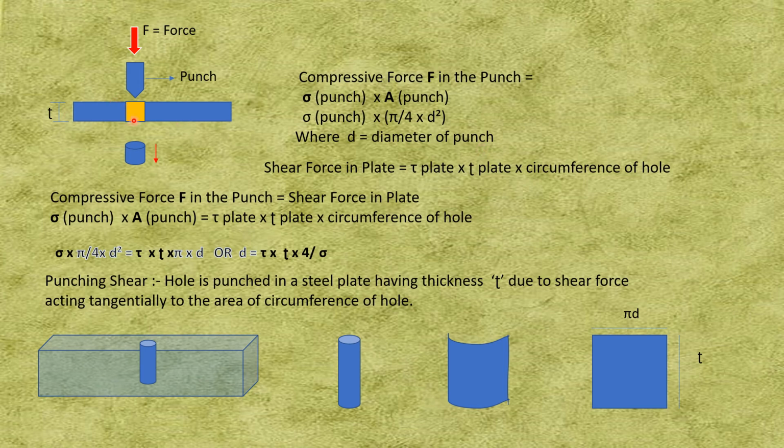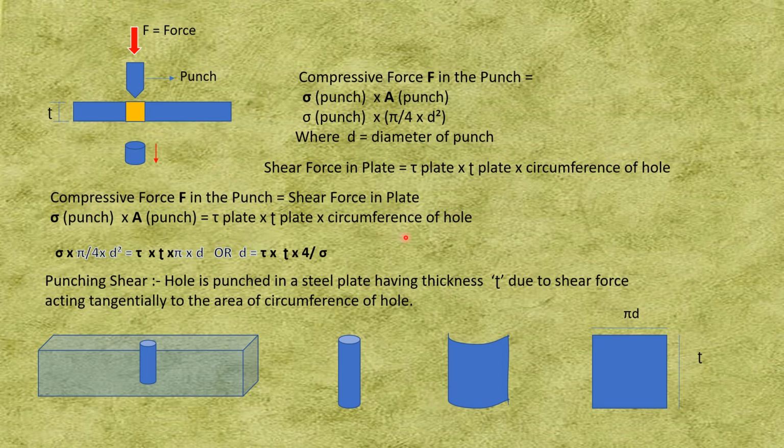Now when this piece gets cut here, the force which is acting on the plate has sheared this surface and this surface. This is the surface which has been cut, and the force is acting parallel to this surface. So the force F is compressive for the punch, but it's a shear force for the plate.